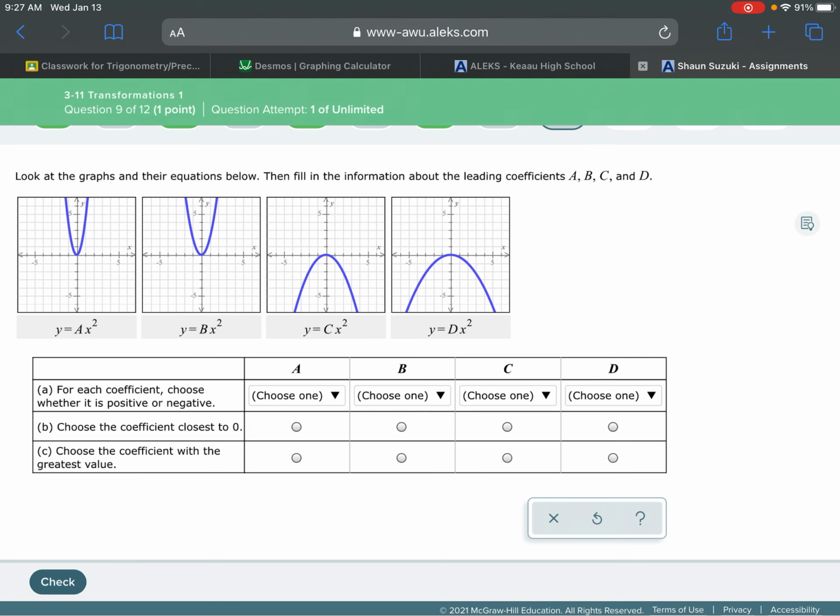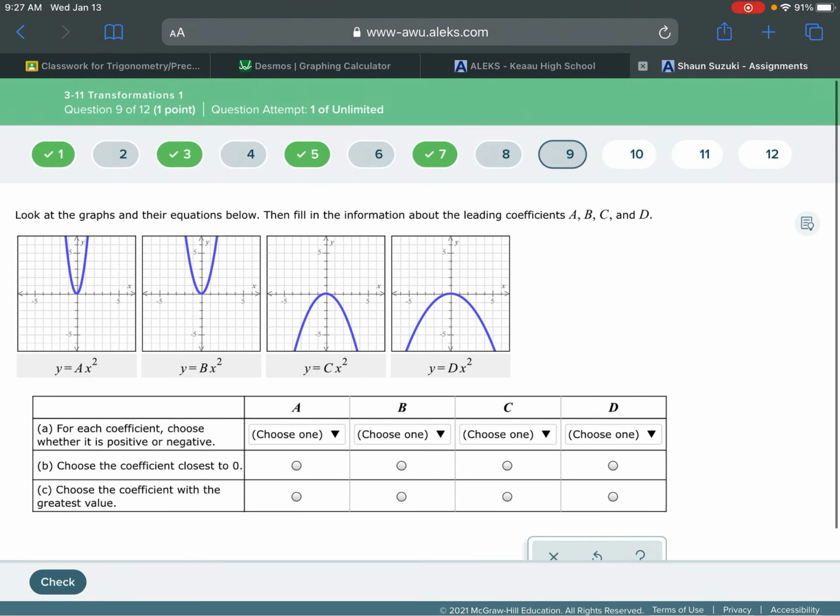So notice that for the first part, it's asking us for each coefficient, choose whether it is positive or negative. So for the first graph, A, x squared, notice that it opens upward. So what we know is that anytime our graph opens upward, we should have a positive. So same with graph B, it is also positive. Now C and D open downward, so those are both negative. So again, if it's positive, it opens upward. If it's negative, it goes downward.